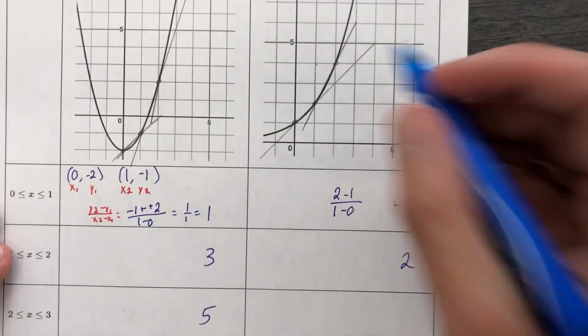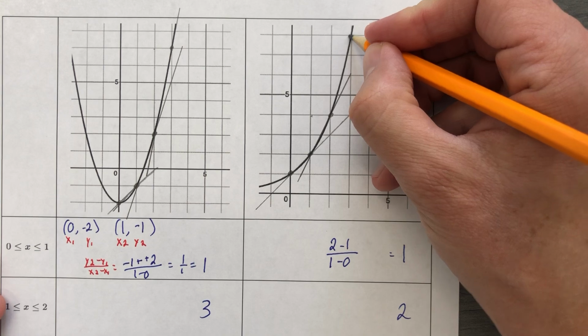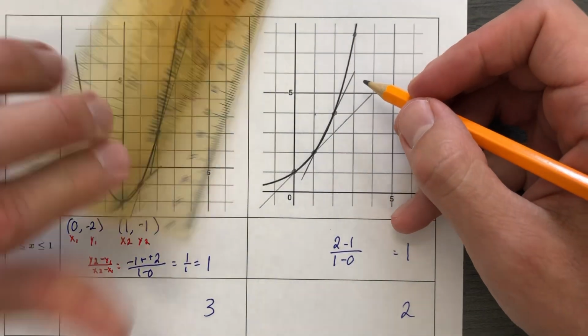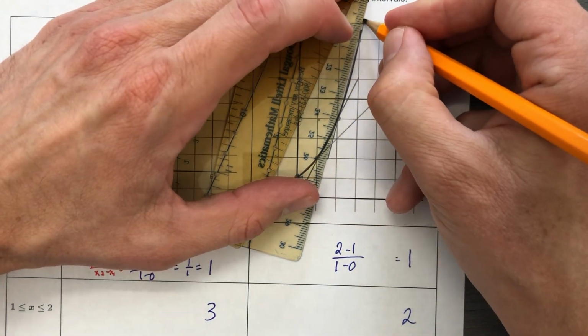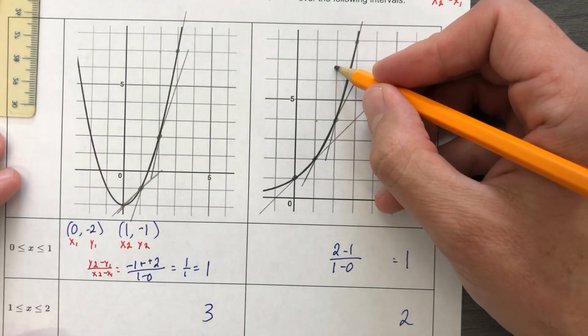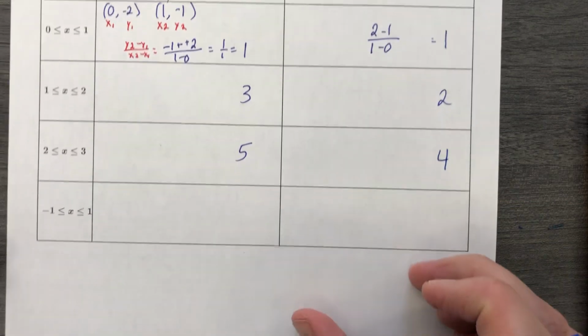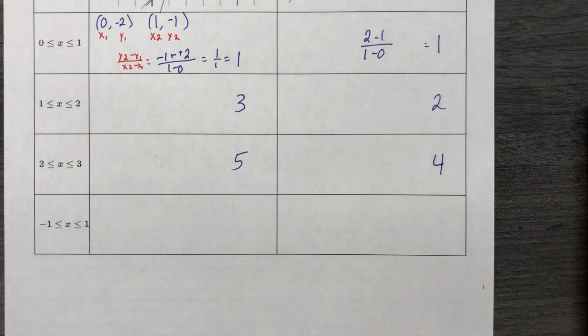Okay, let's do the same thing here. We're going to go from 2 to 3. X value is 2, X value is 3. We're going to connect those. And we're going to have, let's see, 1, 2, 3, 4 over 1. So rise 4 over 1. This one is 4. Okay. Wonder what's going to happen next.